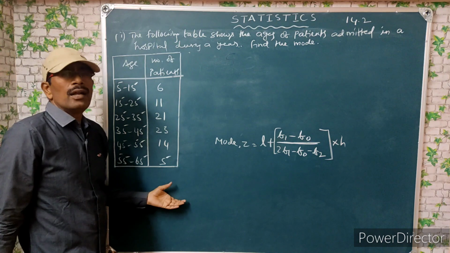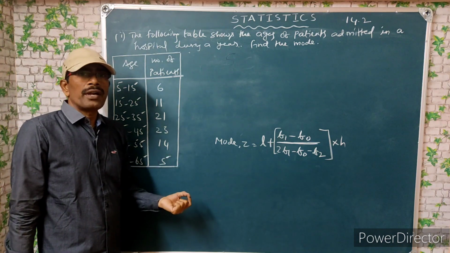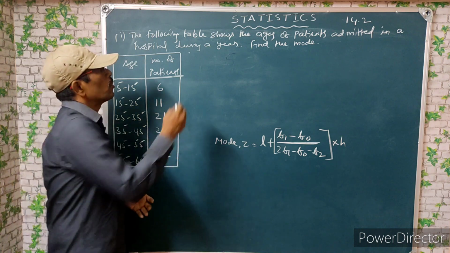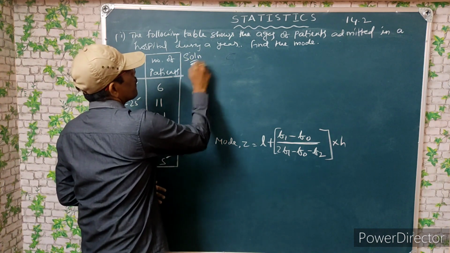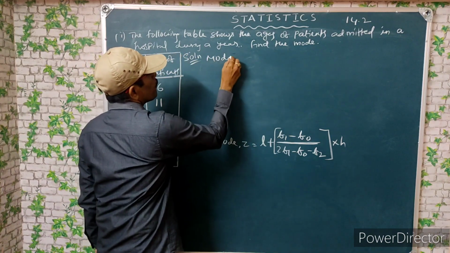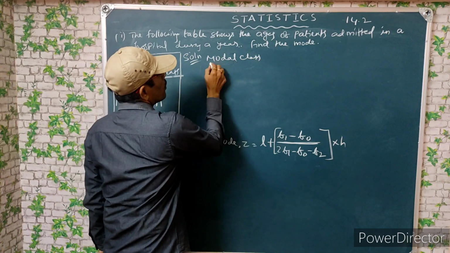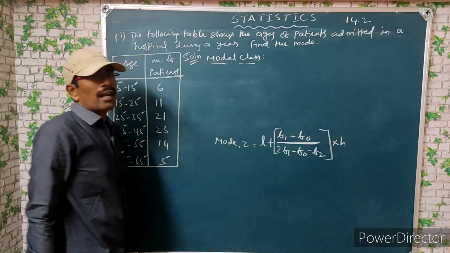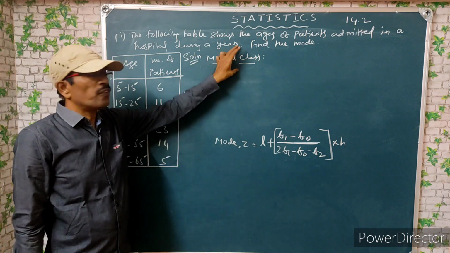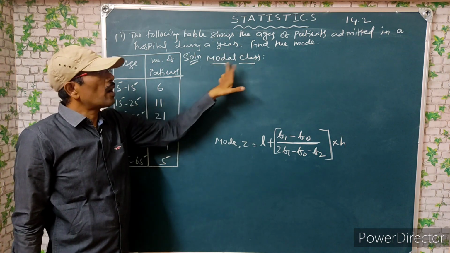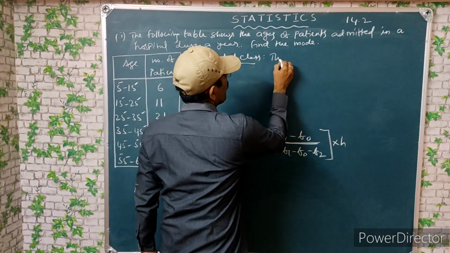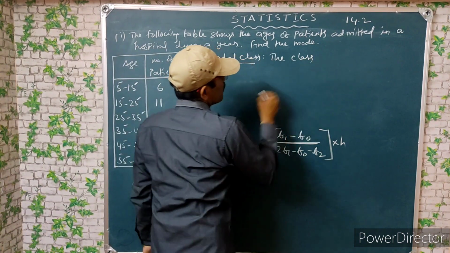But before that, to find the mode of a group data, first of all, we have to find the modal class. So, let us start the solution. Modal class. What is modal class? Without finding the modal class, we cannot find the mode of a group data. So, that is why this is very, very important. The class with maximum frequency is called modal class.